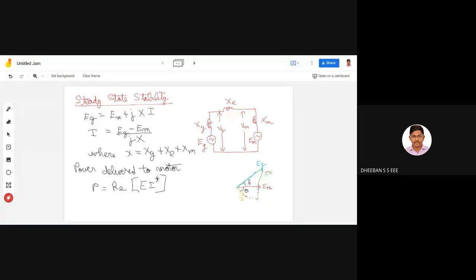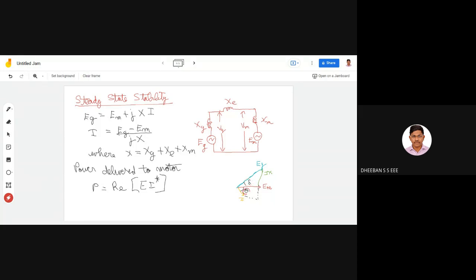As you have already seen in the previous lecture, stability basically depends upon criteria: one is rotor angle stability, followed by voltage stability, and followed by frequency stability. We have seen that classification. So you have to know what your rotor angle is. This rotor angle is nothing but the phasor difference between your generator excitation and your motor excitation. That is your delta.